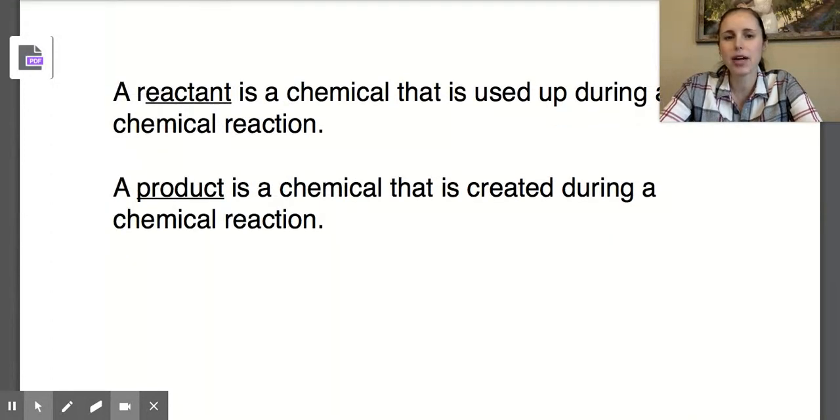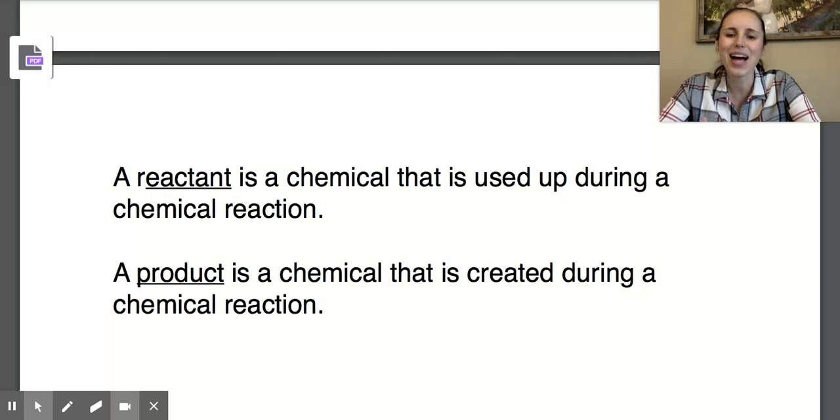Just a reminder of what a reactant is and what a product is. A reactant is used up during a chemical reaction. You always use up your reactants; that's your ingredients. And a product is always created or formed during a chemical reaction. So reactants on the left are used up, and products on the right are what's being formed.